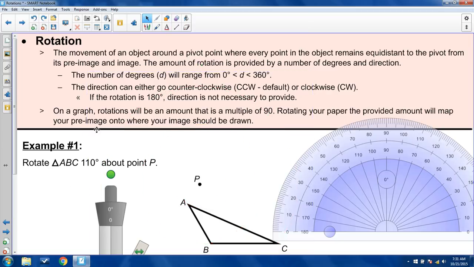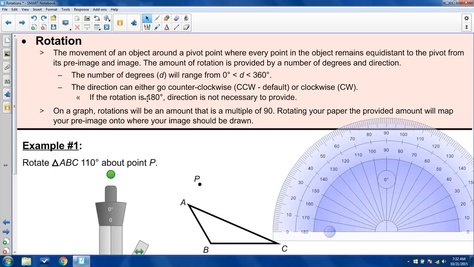All right, so more about the definition before we do the actual example. The amount of rotation is provided by a number of degrees and direction. So we talked about degrees just a little bit, talked about 90 and 180. Now the number of degrees will range from 0 to 360. So if it was 0, it wouldn't have moved at all. If it was 360, the image would be in the same place as the preimage. It won't make sense to go more than 360 for now.